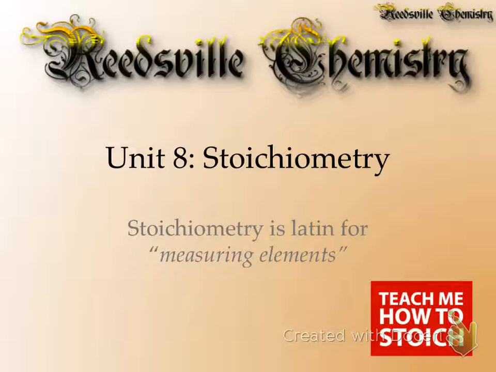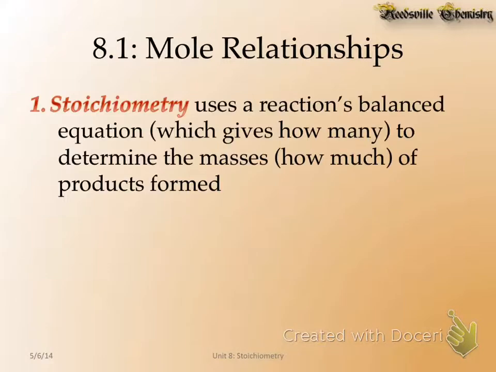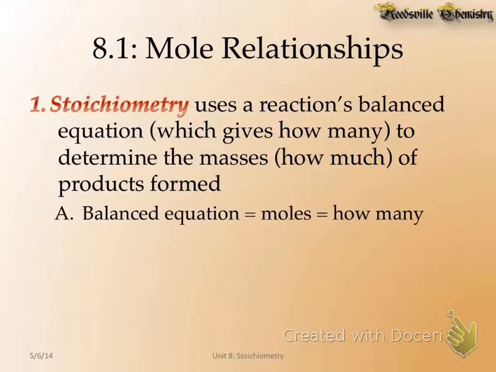What I want to refer to it more as is that it tells us the amount of stuff that we can make with a reaction. That's stoichiometry. All right, so let's get down to a real definition for stoichiometry. It uses a reaction's balanced equation, which gives us how many, to determine the masses, or how much, of products are actually formed. So to shorten that up, the balanced equation equals moles, and that equals how many.